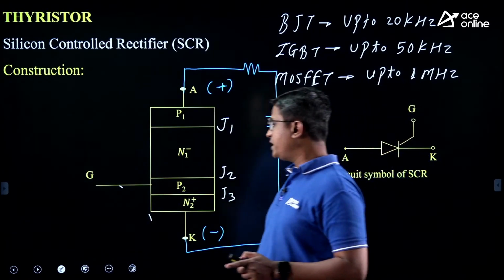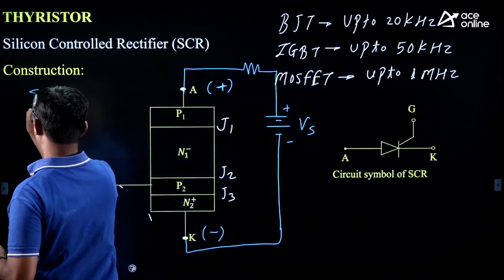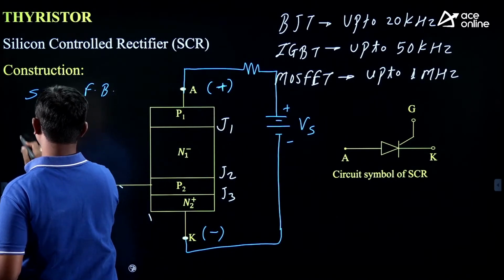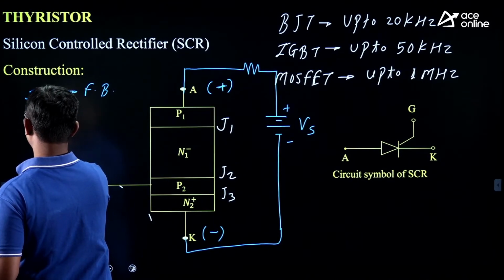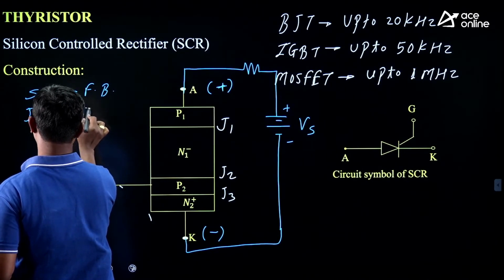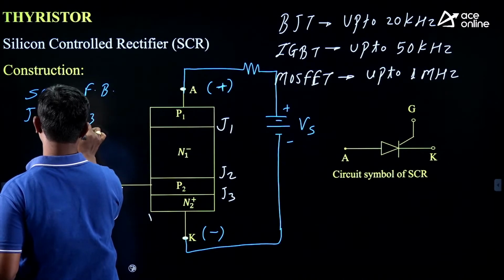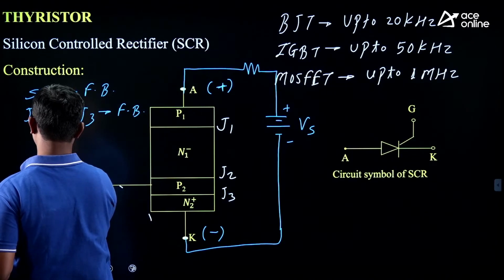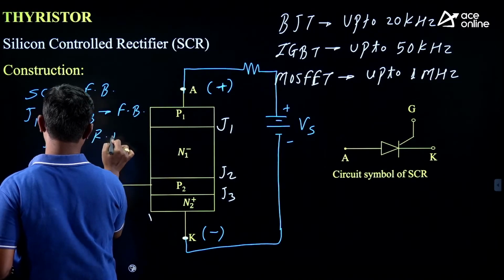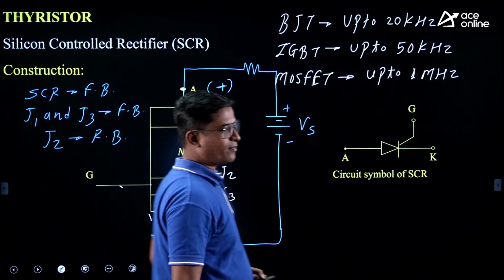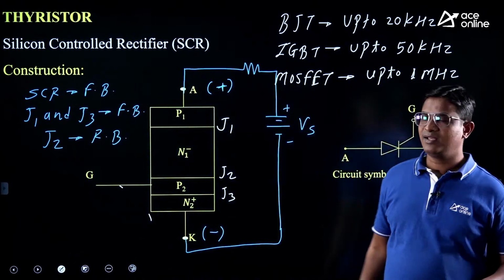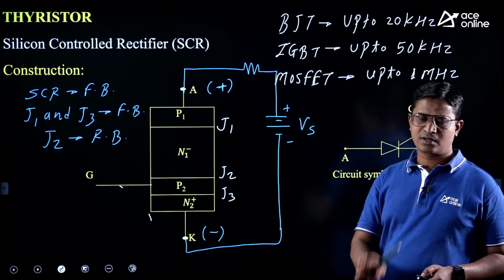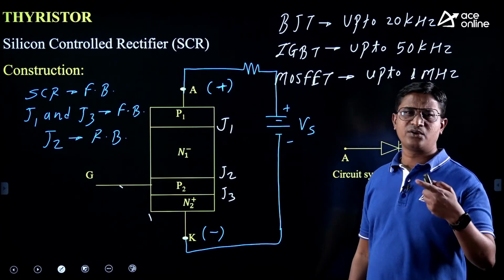So when SCR is in a forward bias mode, then junctions J1 and J3 will be in a forward bias mode, whereas junction J2 reverse bias, right? J1, J3 forward bias, J2 reverse bias. Okay. Next, the junction J2 will not allow your SCR to continue to the conduction mode.